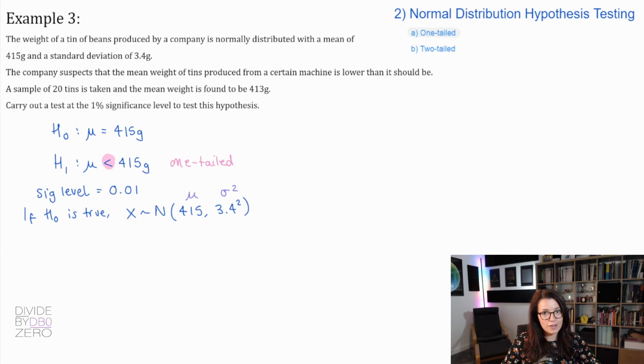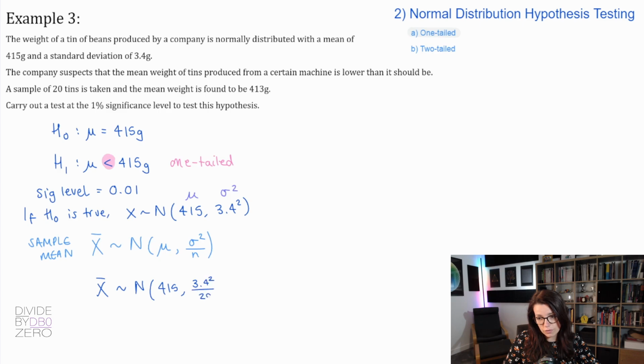For normal distribution hypothesis testing, we now need to think about something called the sample mean. The sample mean generally is denoted with an X bar or a letter bar, whichever one you're working with, and it's defined as being normally distributed with the same mean, but then you do sigma squared over n, where n is your sample size. In this case, X bar will be normally distributed with mean 415, and then it will be 3.4 squared over 20.